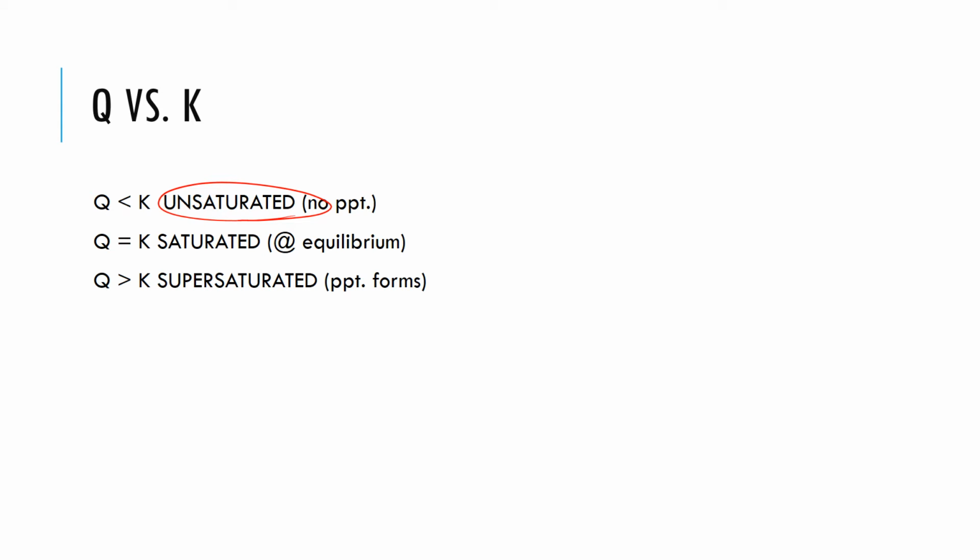If Q is equal to K, then that means that the solution is saturated, and anytime you see that word saturated, that means it's at equilibrium. If Q is greater than K, then we have a supersaturated solution, and that is the case in which a precipitate forms. So one thing that they could do with this concept is give you initial quantities for your solution, and they can ask if a precipitate will form or not.